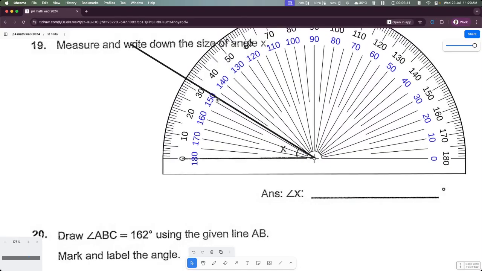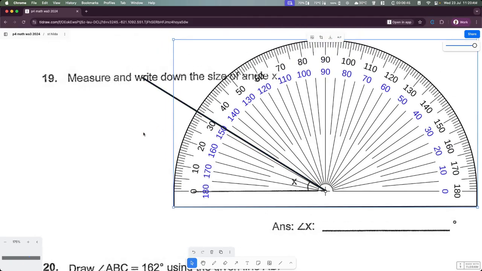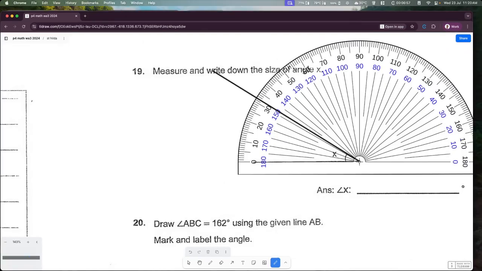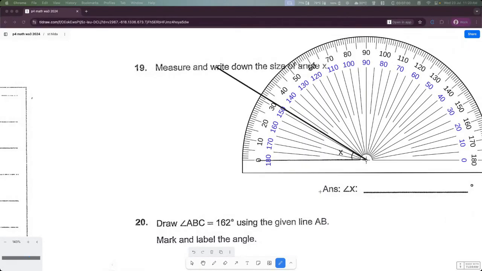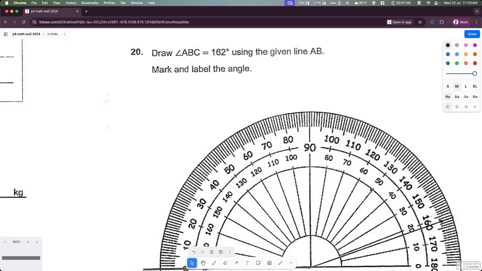Okay, so let's align our measurement over here. That's what you see over here. Okay, so now you could see that in this case, is it 150 or 32, right? So if you were to look closely over here, it's actually 32 degrees. So that's the answer to this, right? The answer is 32. Okay, so 32 degrees in this case. All right, let's move on to the next one.